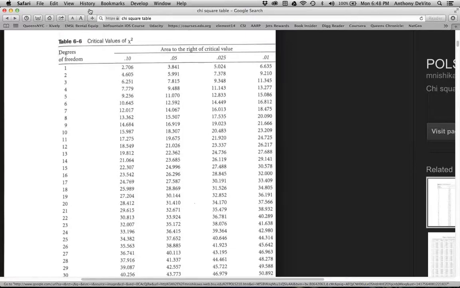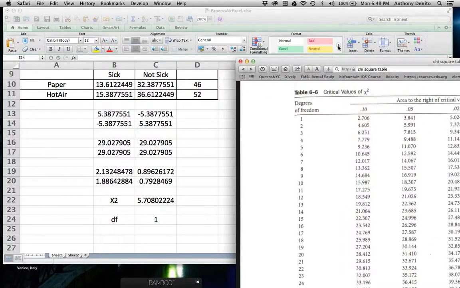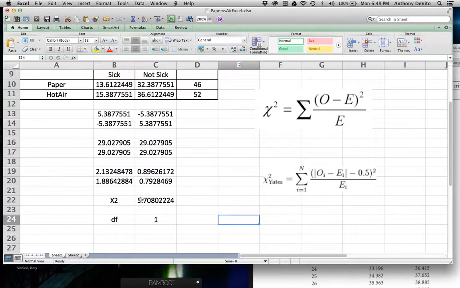That's our critical value. Did we exceed our critical value? Is 5.7 bigger than 3.84? Yes, we did exceed it. Everybody agree? We exceeded the critical value. So we can reject our null hypothesis and accept our alternative hypothesis.